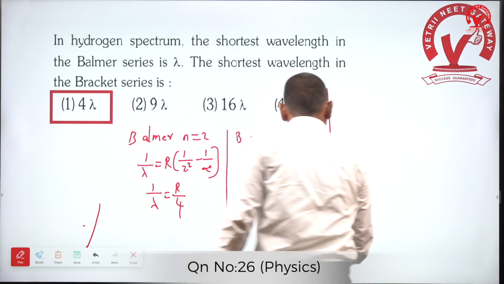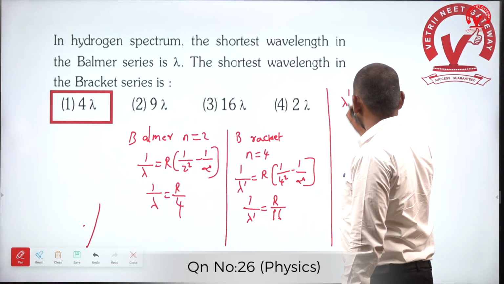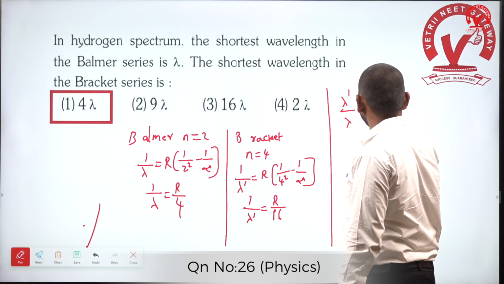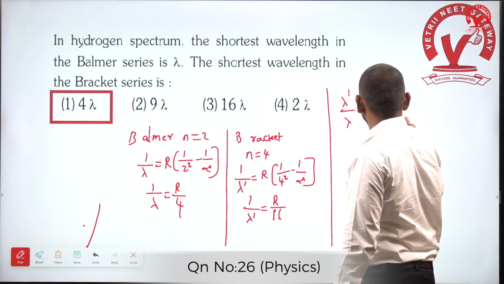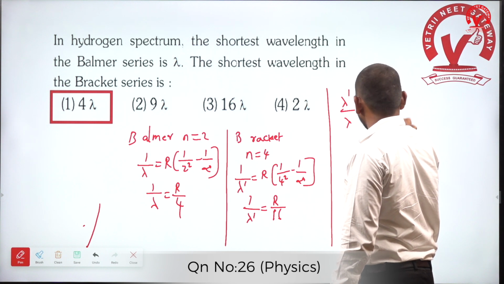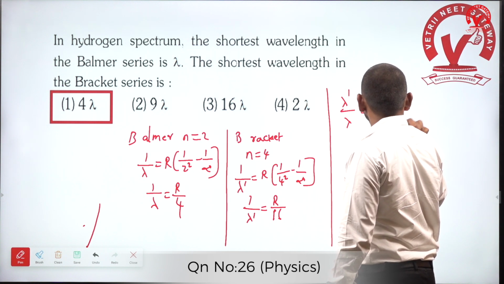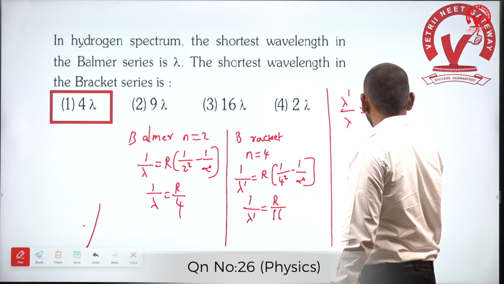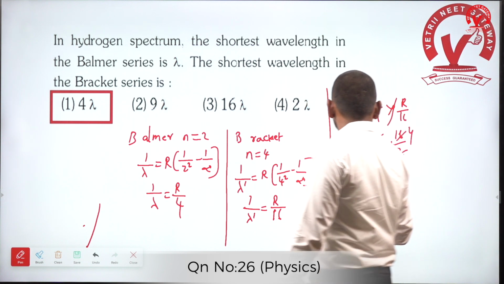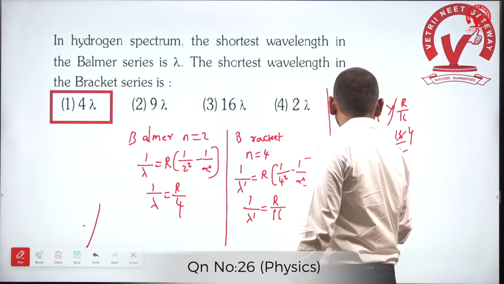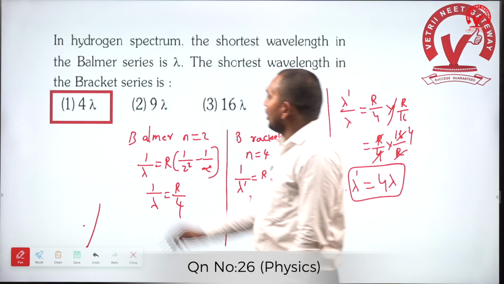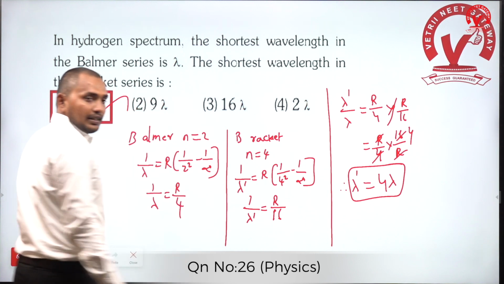We can find out lambda dash by lambda, that is equal to R by 4 into R by 4 divided by R by 16. R by 4 into 16 by R getting cancelled, 1 into 4. Therefore lambda dash is equal to 4 lambda. So the first option is correct.